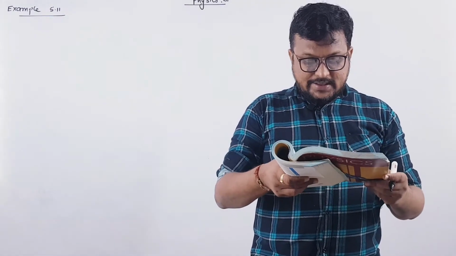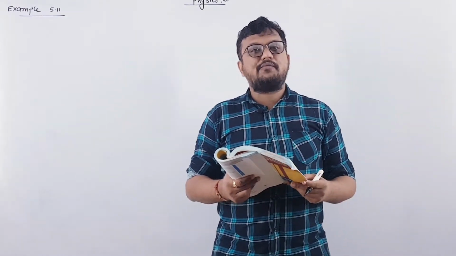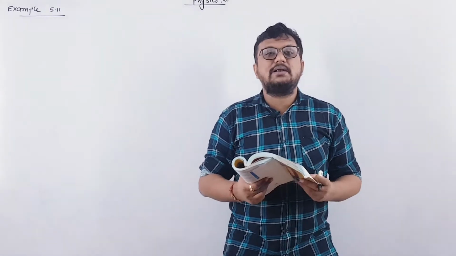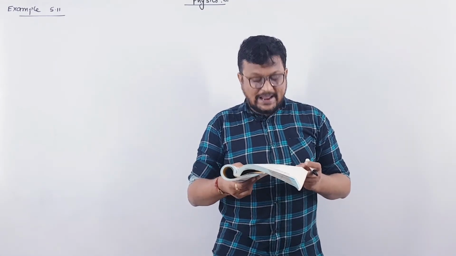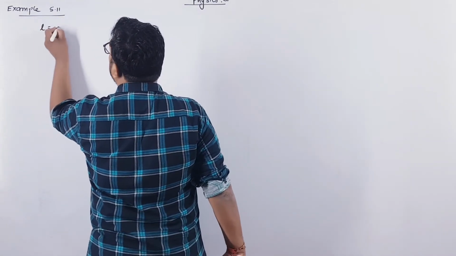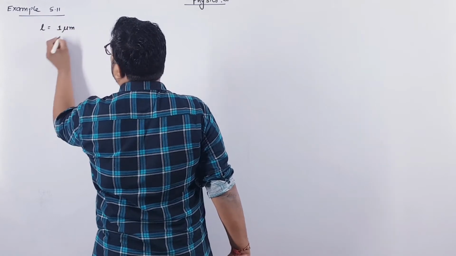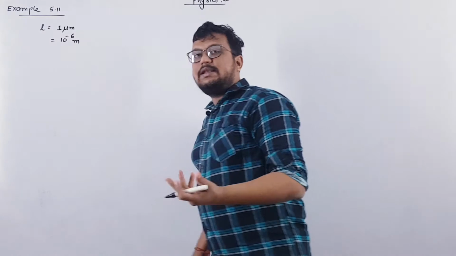Now, in this example, it is given that a domain in a ferromagnetic iron is in the form of a cube. The domain inside that ferromagnetic iron is in the form of a cube of side length 1 micrometer. So, length of domain is given as L is equal to 1 micrometer, that is 10 to the power minus 6 meter.